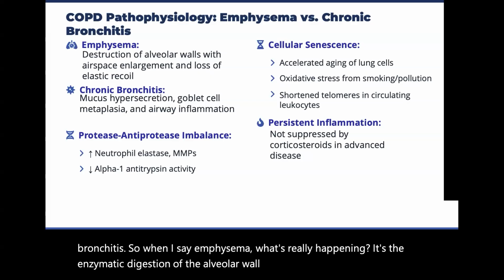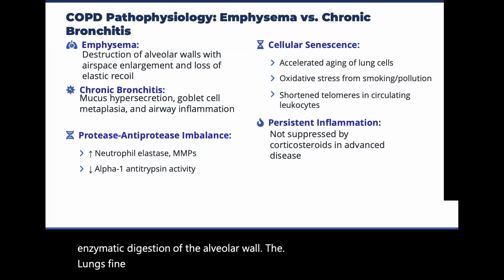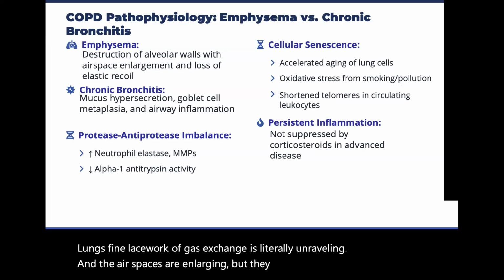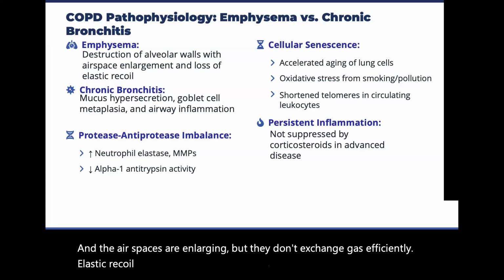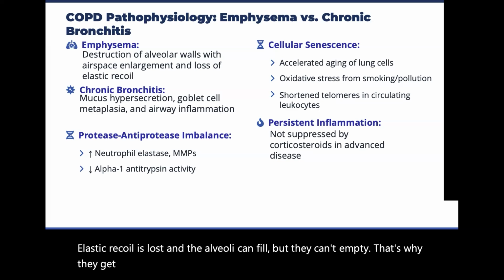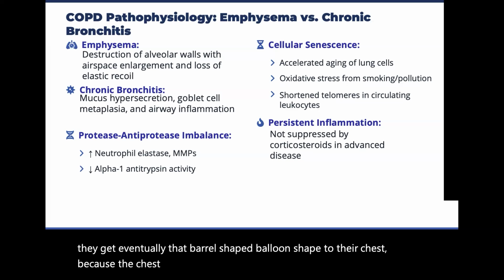The lungs' fine lacework of gas exchange is literally unraveling, and the air spaces are enlarging, but they don't exchange gas efficiently. Elastic recoil is lost, and the alveoli can fill, but they can't empty. That's why they eventually get that barrel-shaped, balloon shape to their chest, because the chest wall is remodeling to that hyperinflated alveoli.